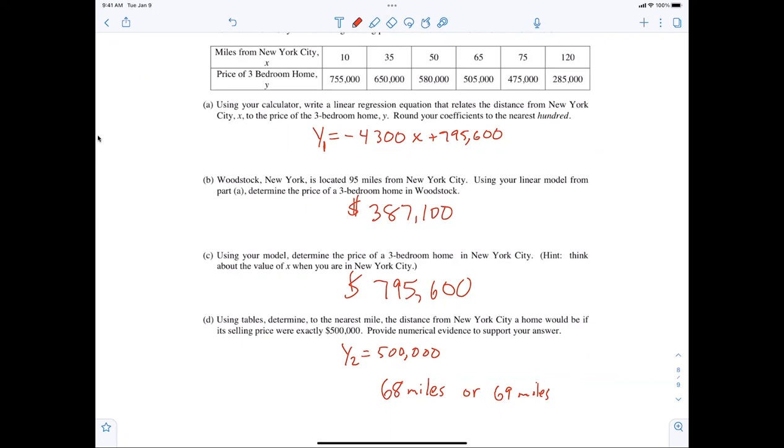Anybody else having any trouble with that? Everybody's good? And now you know how to calculate the intersection, right? C is hard for me. How do you get Y? How do you put it in? How far are you from New York City if you're living in New York City? 0. So you plug in 0 for the X value. C. What I'm not understanding your question. What are you asking me?